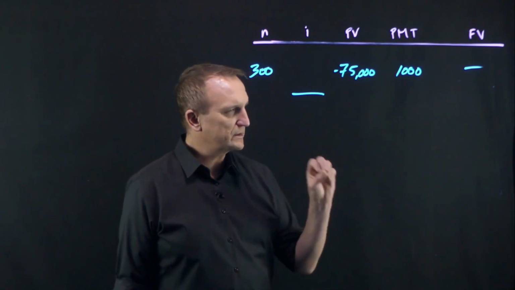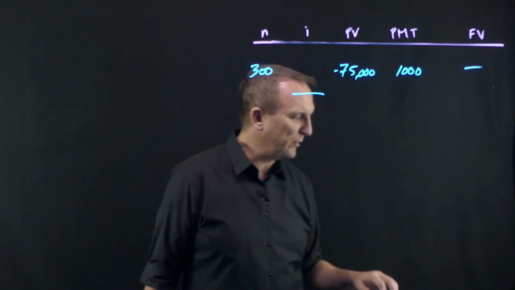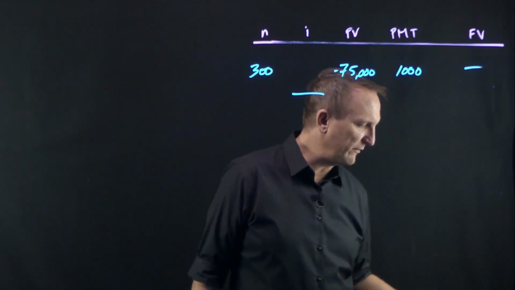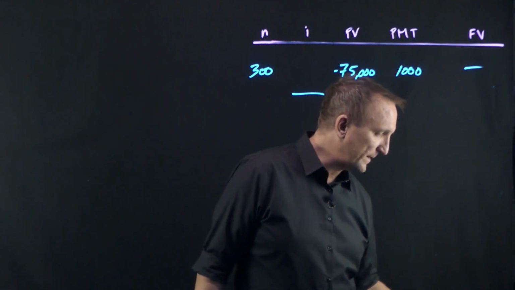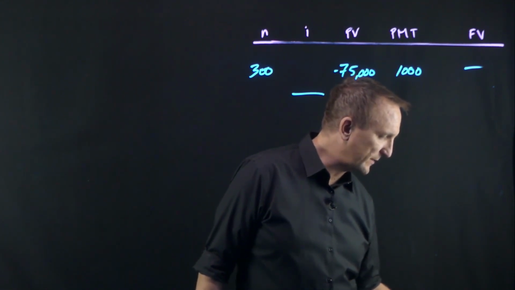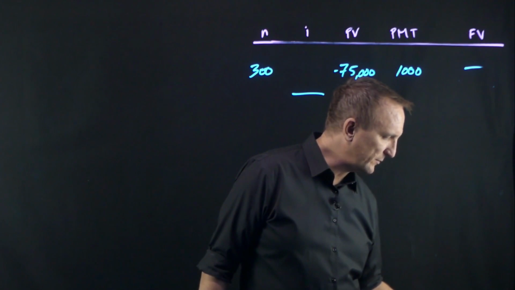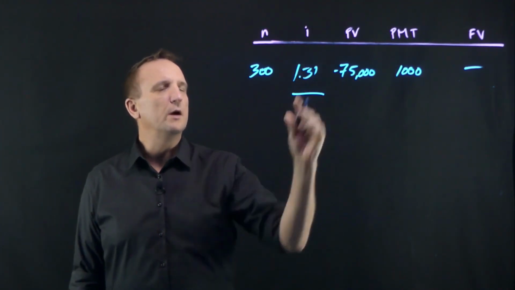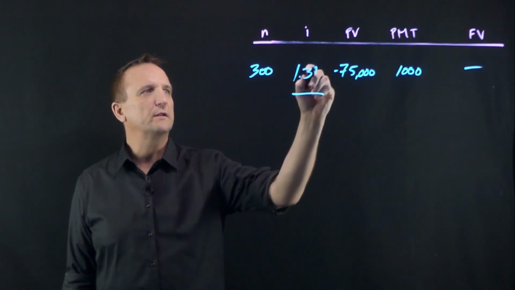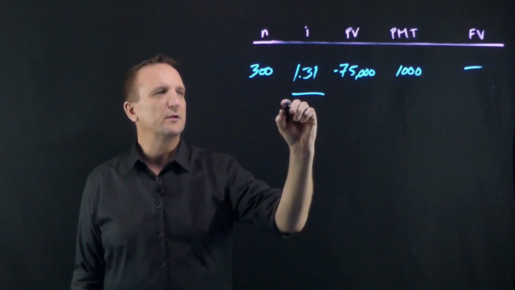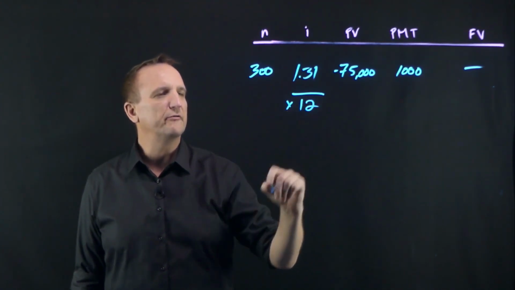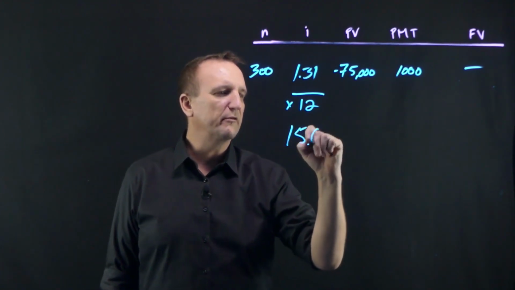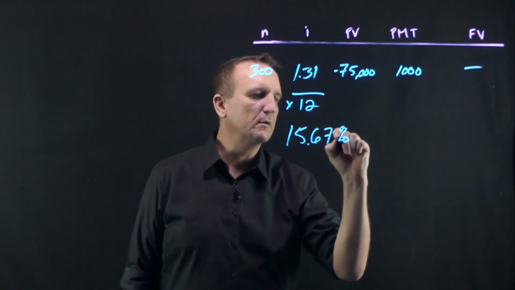But remember, that is a 1.31 per month. So whenever you're solving for I, if you had monthly compounding, then the last thing you have to do, that extra step, is multiply it by 12. So when you solve for this, you're going to get 1.31. But remember, that's the periodic rate, and there are 300 periods. So you have to multiply that times 12, and you get a final answer of 15.67%.